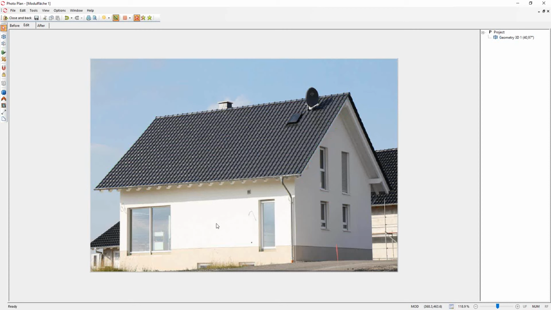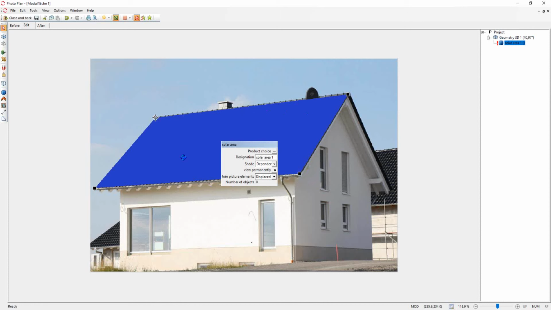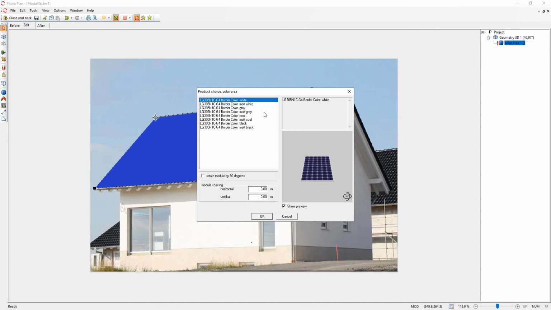Okay, now we have to do only one further step. We need to define the photovoltaic, the solar area. Therefore, we have to click the small wafer icon here on the left-hand side, and again we have to click the coverable area of our roof. And this is our coverable area in mid blue.